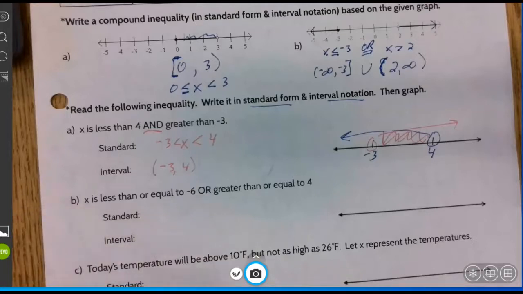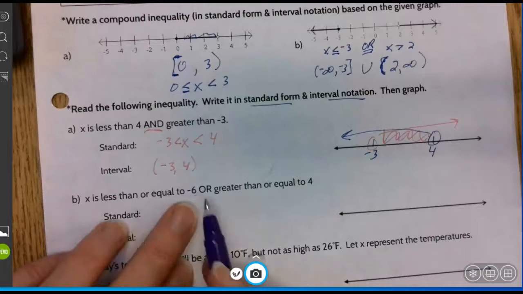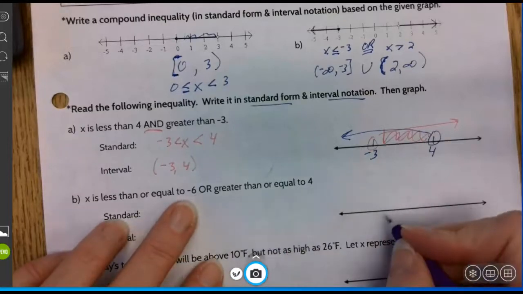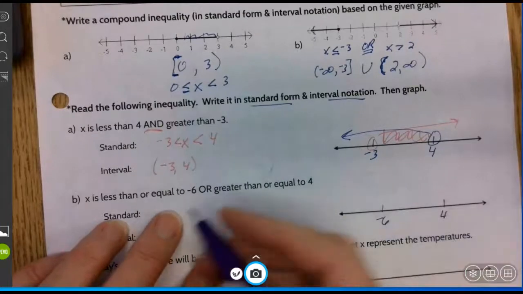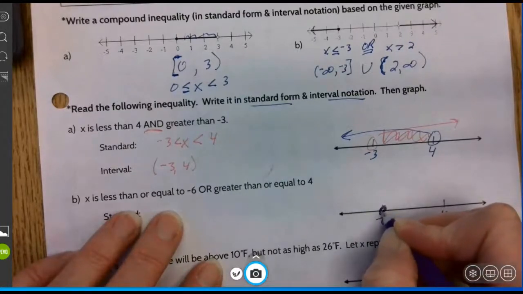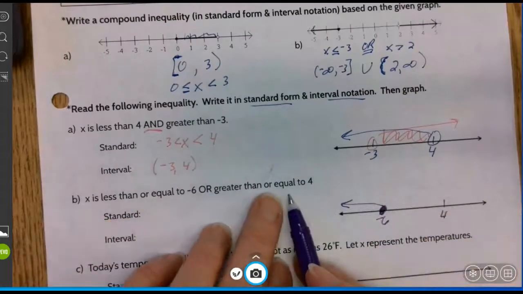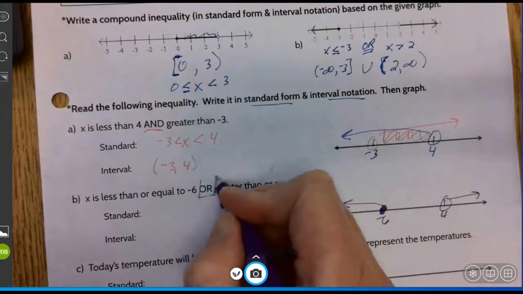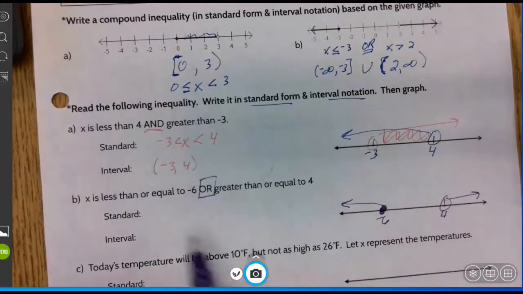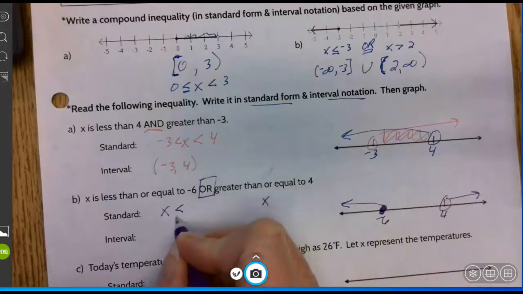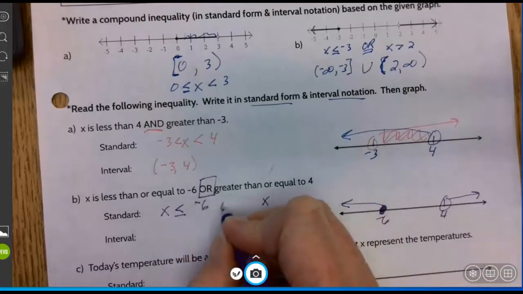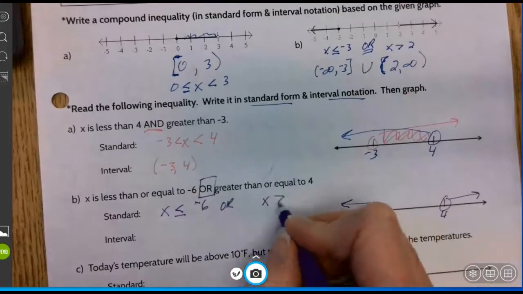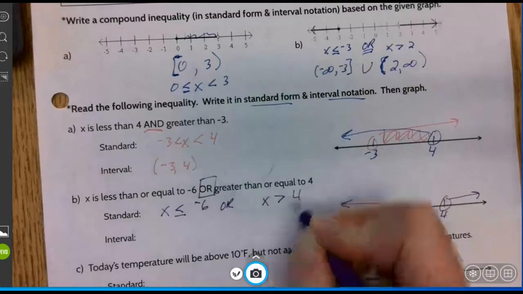Okay, letter B, x is less than or equal to -6 and greater than or equal to 4. So we have -6, we have 4, it's less than or equal to, so or equal to means it's going to be colored in, greater than or equal to 4. This is an or situation. Notice that or. Okay. So standard, just write the two inequalities for this one. So x, if you put the variable on the left-hand side, the inequality sign goes the same way as the graph. Or, we write that word in between. X is greater than, it's an open circle, than 4.